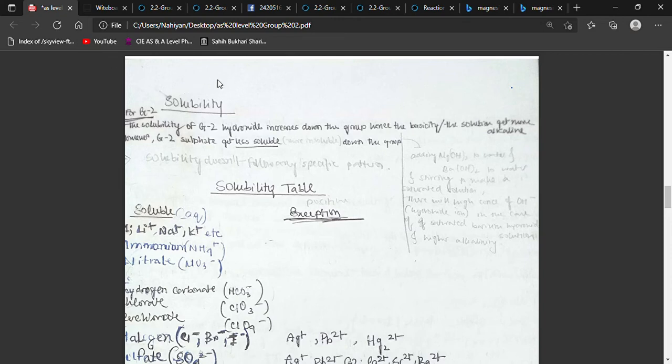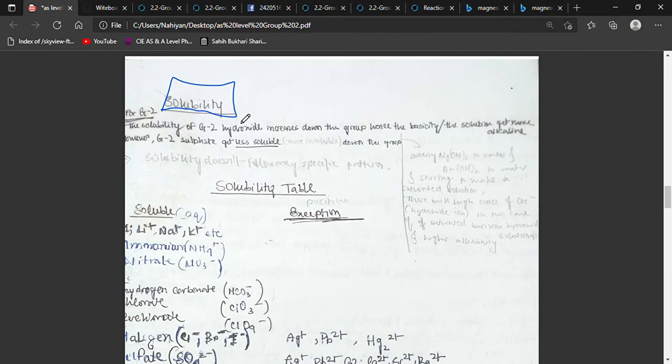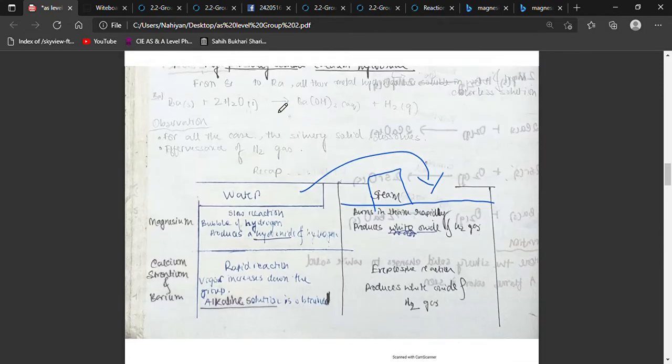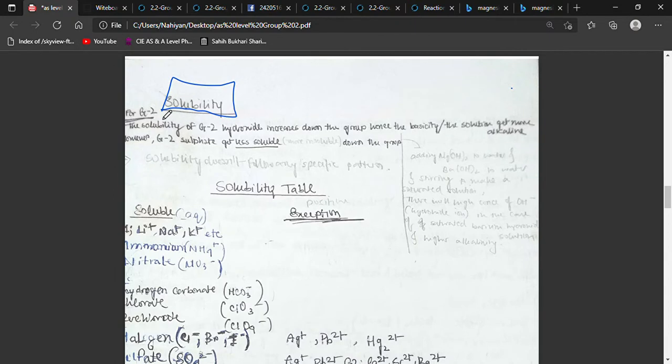So today's topic is solubility, and it's really required in chemistry in all aspects, in all reactions. This concept is very important. I have made this topic continuous with the chapter Group 2, so this will fall under the Group 2 topic. So the solubility of Group 2 hydroxides increases down the group. Hence the basicity, the solution gets more alkaline.